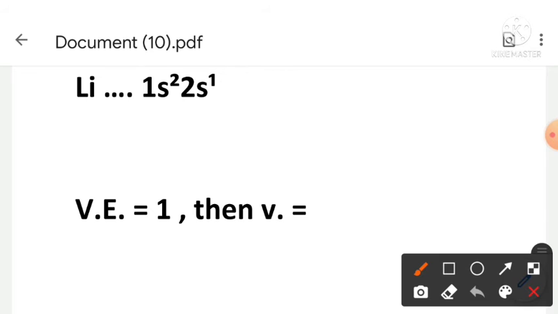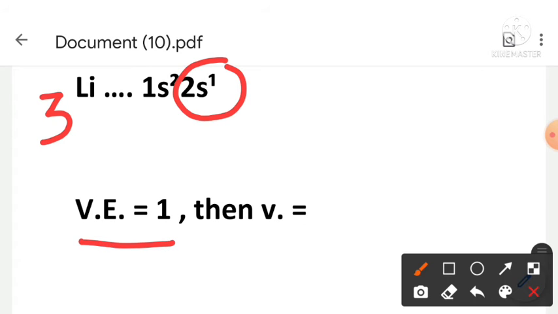Now we see next element, lithium. We know that Z of lithium is 3 and its electronic configuration is 1s2, 2s1 and its outermost shell is 2s1. So valence electron is 1 and valency is also 1.